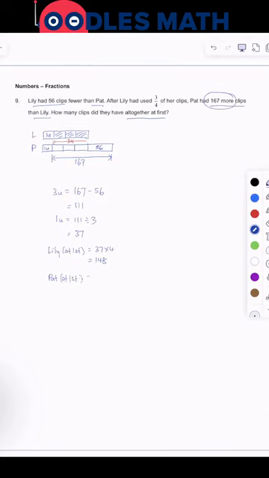it will be the 4 units plus another 56, and that will give us 204. So therefore, all together, at first, they will have 148 plus 204, and that gives us 352. So this is the answer for question number 9. Alright? Okay, good. We are now going into the last question.